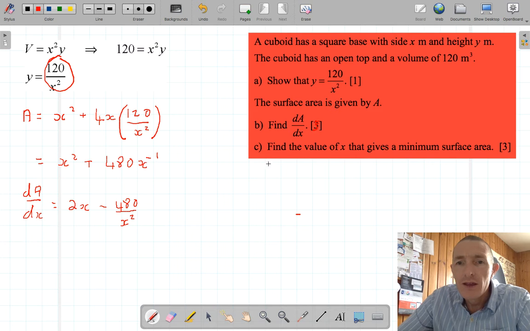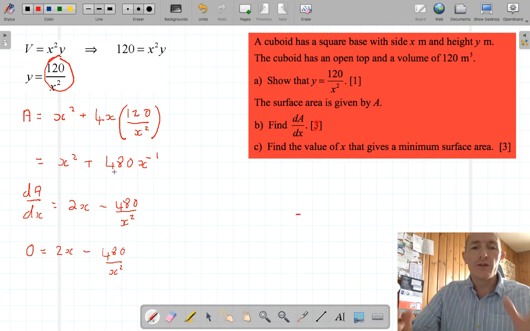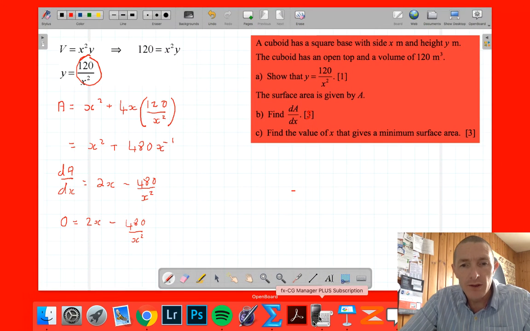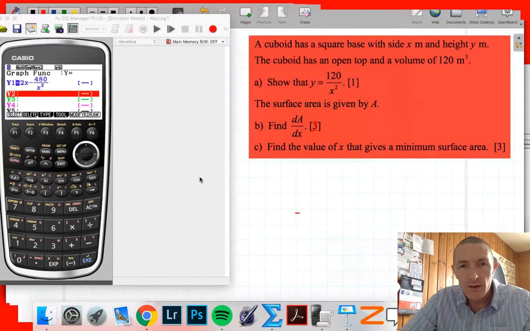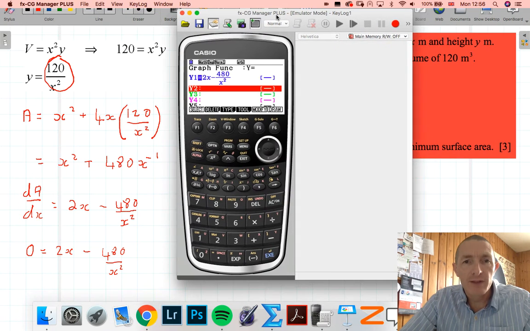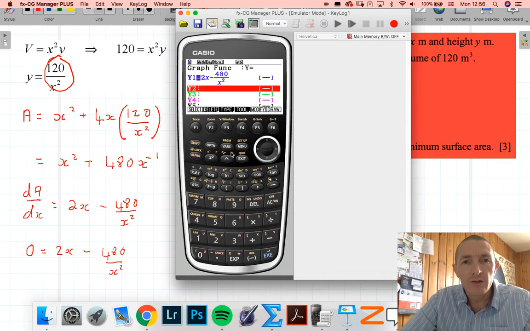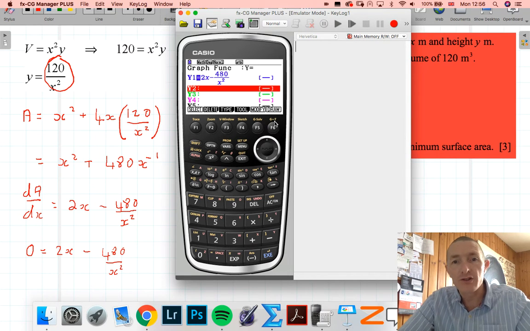Okay. Now find the value of x that gives the minimum surface. So to find the value that gives the minimum, we need to make that 0 and do 2x minus 480 over x squared. Now, this is going to be an equation that's going to be quite difficult to solve, and this is where I'm going to need my calculator. And I'm using the graph menu. I tend to always use the graph menu to solve a missing letter rather than the equation solver.